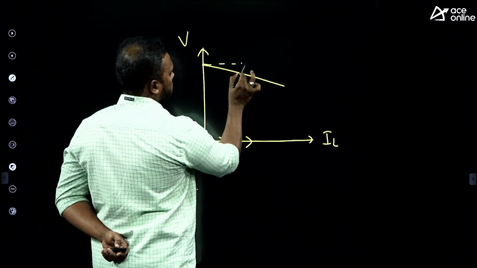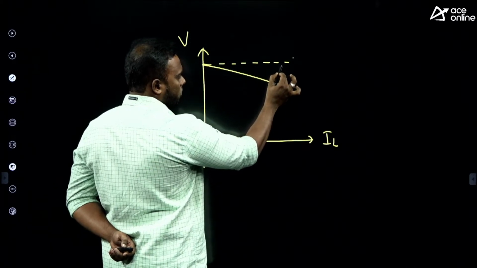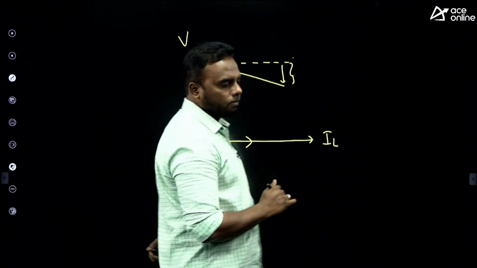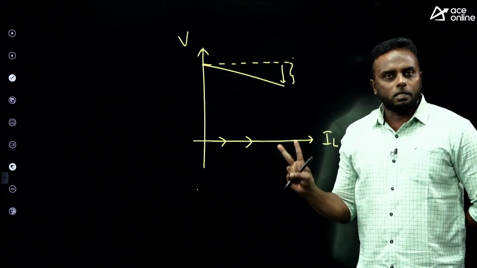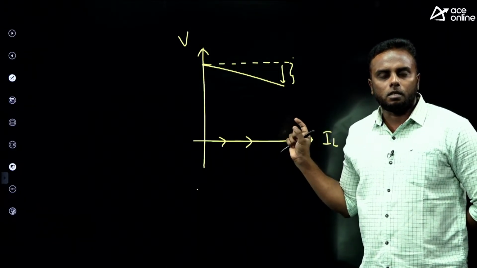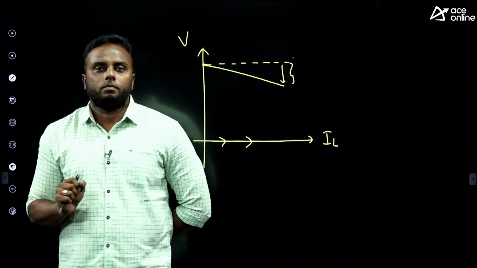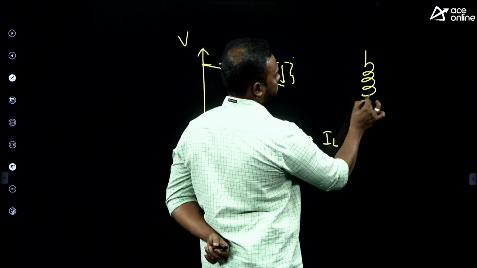So we get the characteristics like this. This is the no load voltage, the dotted line, and from here the voltage drops. What are the voltage drops present here? One is resistance drop and armature reaction drop, and one more drop will take place in a shunt generator, which is the drop due to field current. Because if you see the shunt generator diagram, this one.